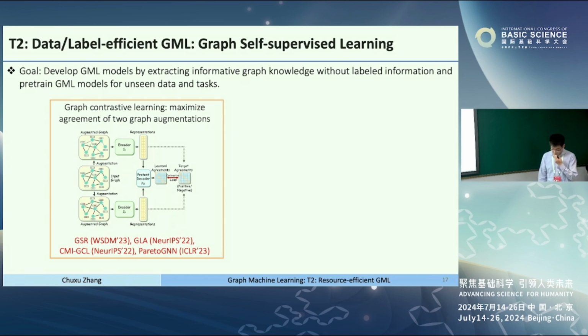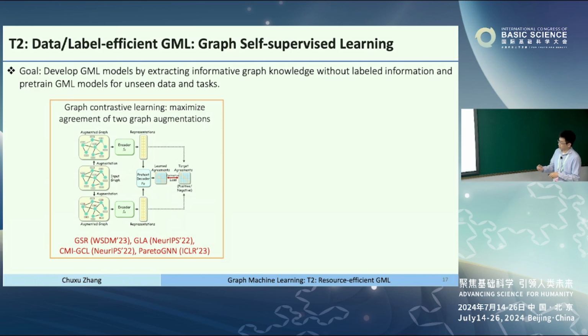There are two types of graph self-supervised learning techniques. The first one is graph contrastive learning. The major idea is that given an original input graph, we do some data augmentation, like randomly deleting some nodes or edges, or doing some attribute perturbations. Then we obtain two augmented graphs, use a GNN to encode their representations, and try to maximize the agreement of the embeddings of these two augmented graphs, right? That is the major idea of graph contrastive learning.